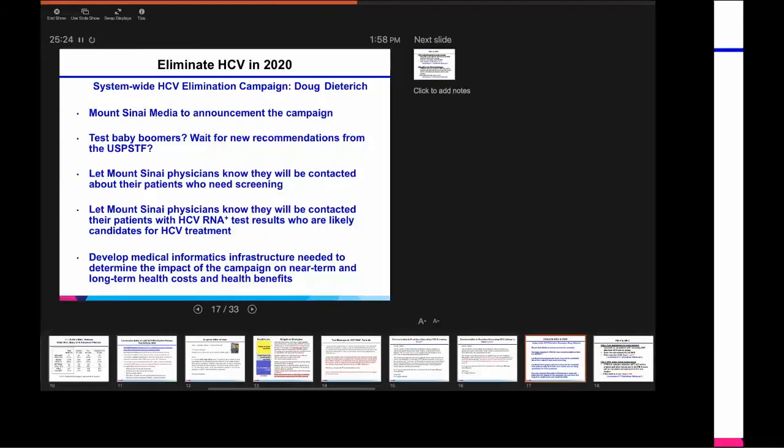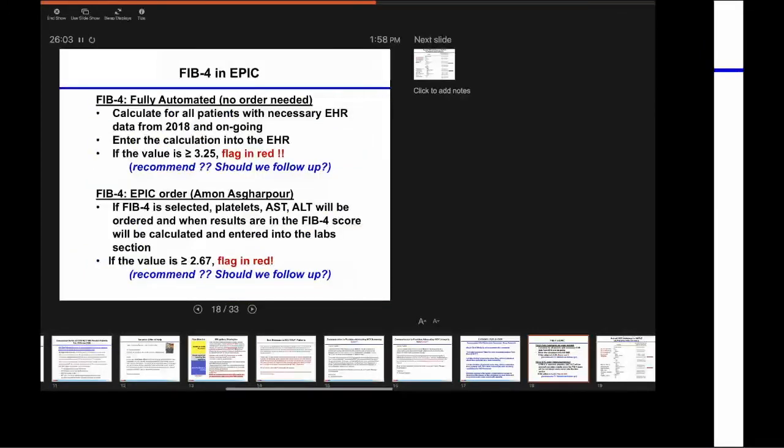Yeah. So this, because there's one other topic I want to quickly get to. The system-wide elimination campaign that Doug's heading up is going to get announced. We're trying to figure out what the guidelines and recommendations are going to be. We will be contacting physicians about screening and treatment. One part of this that we're going to have to develop with Max and also Andrew, they very much want a medical informatics infrastructure to determine the costs and the health benefits. So we're going to try to build that out.